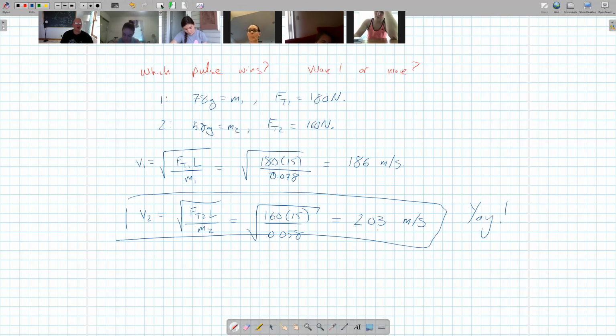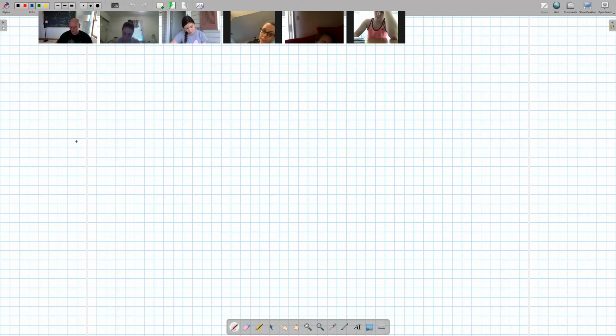So for part B, what we know now is that wave 2 is going to reach the end first. So this is pulse 2. This guy's going to reach the end first, and pulse 1 is going to be some distance behind it by the time it reaches the end. So what we want to know is the change in time, delta t, before pulse 1 reaches the end after wave 2 does.